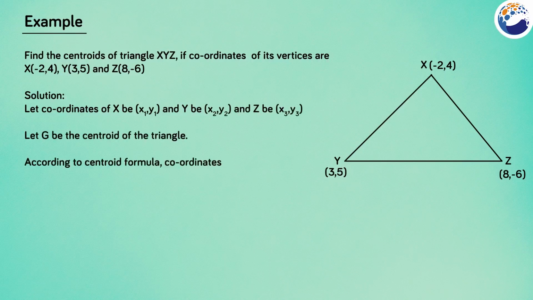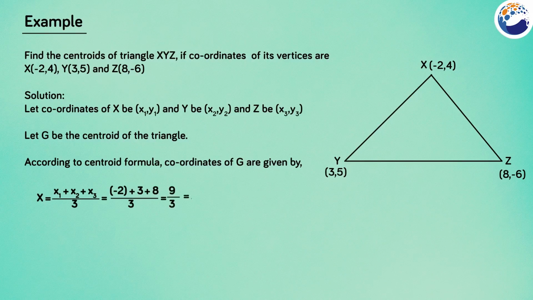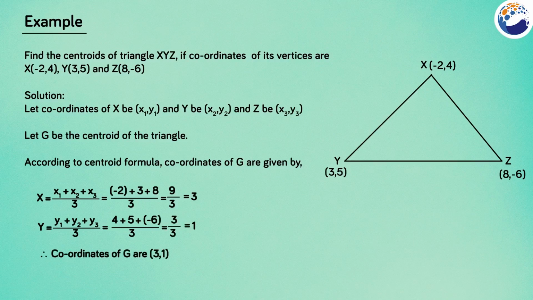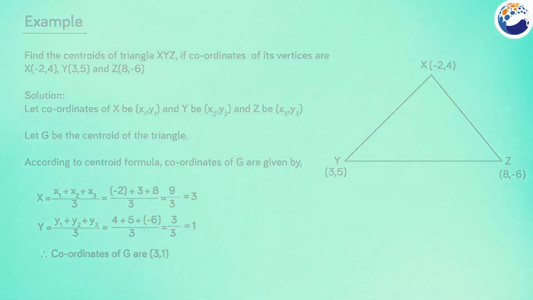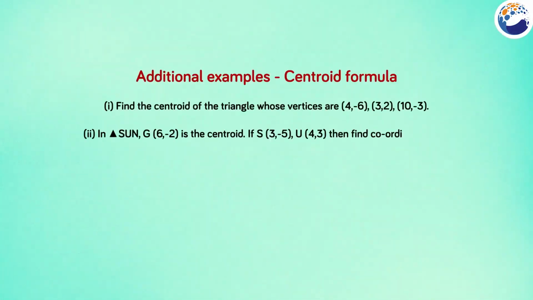According to the centroid formula, the coordinates of G are given by x is equal to (x1 plus x2 plus x3) upon 3, that is equal to (minus 2 plus 3 plus 8) upon 3, which is equal to 9 by 3, which is equal to 3. y is equal to (y1 plus y2 plus y3) upon 3, that is equal to (4 plus 5 plus minus 6) upon 3, which is equal to 3 by 3, which is equal to 1. Therefore, the coordinates of G are (3, 1). Try some more problems for practice.